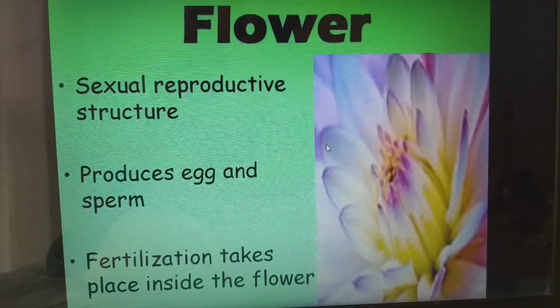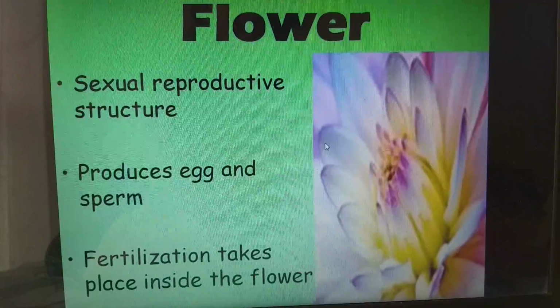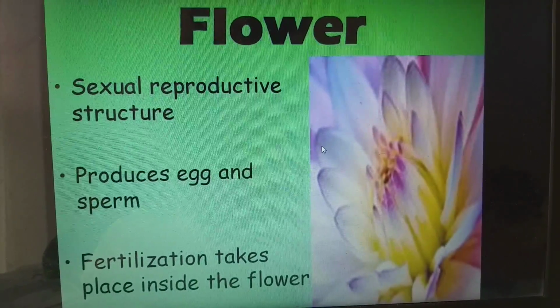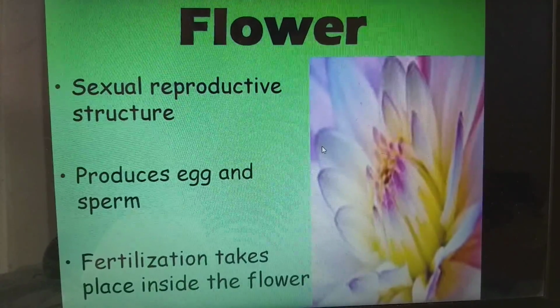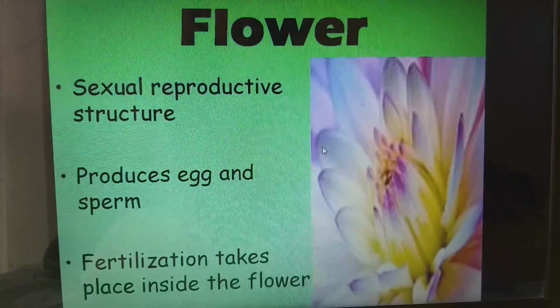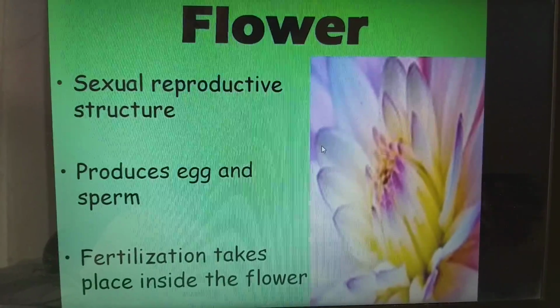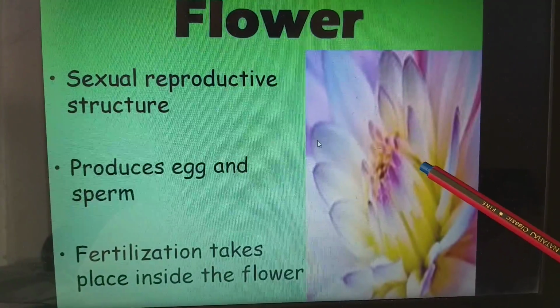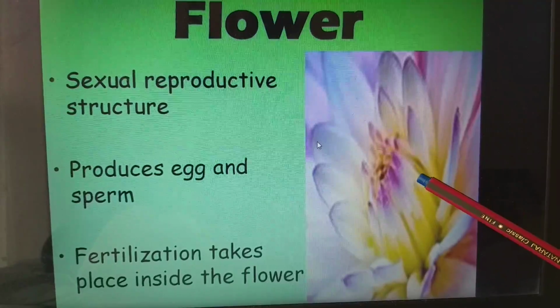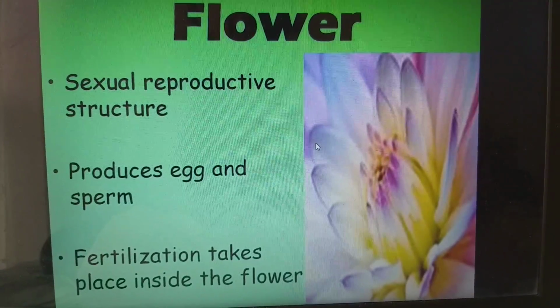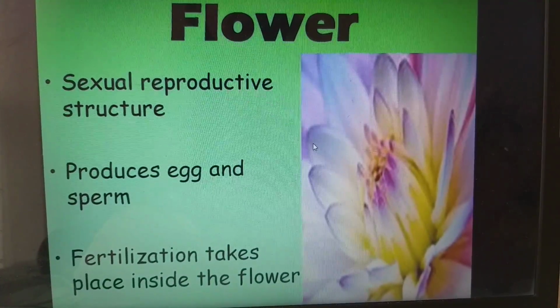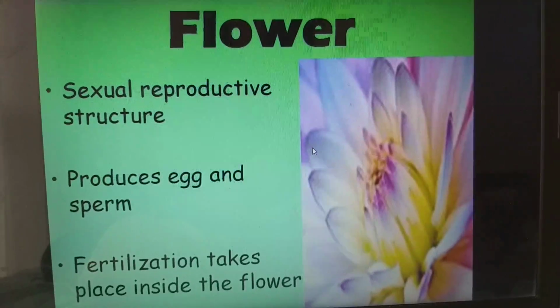So what is a flower exactly? The sexual reproductive structure we call a flower, which produces egg and sperm. Fertilization takes place inside the flower. This is the attractive part of the plant which we call the flower. This colored portion we call petals, which will attract the insects for pollination.